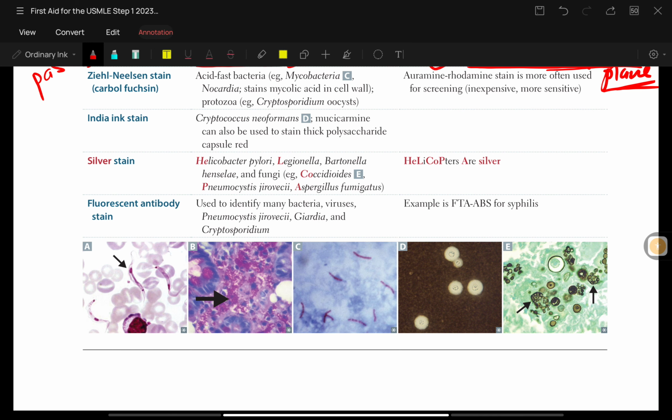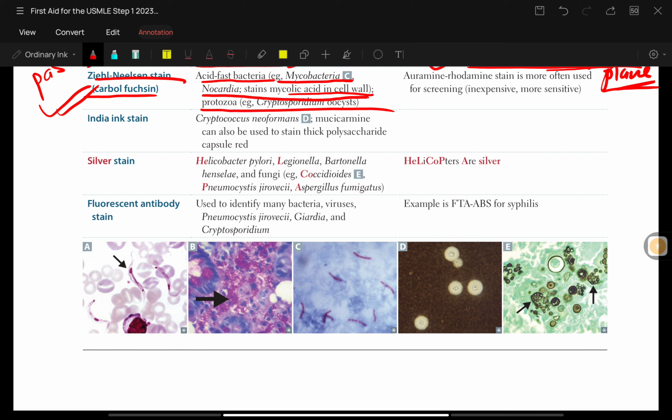Now coming up to the next, we have Ziehl-Neelsen stain or carbol fuchsin stain. Carbol fuchsin stains acid-fast bacteria, that is mycobacteria. Nocardia stains mycolic acid in the cell wall. Protozoa: Cryptosporidium oocyst. Auramine-rhodamine stain is more often used for screening as it is inexpensive and more sensitive.